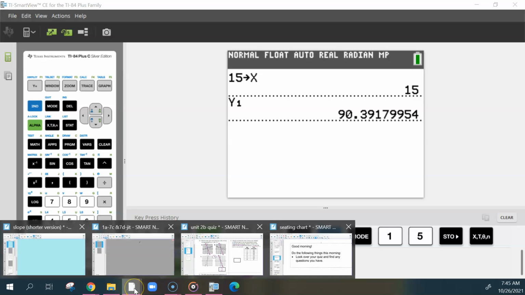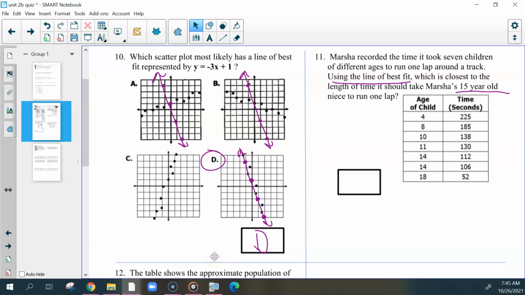And then the very last thing is to make sure you have your units. The seconds was your units. Questions on 11 before we go over 12?